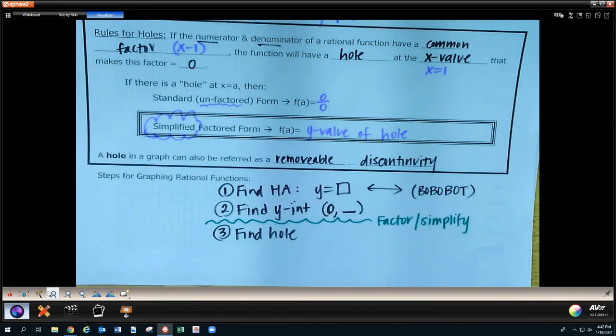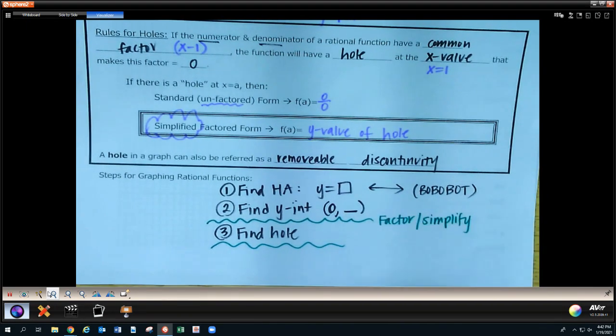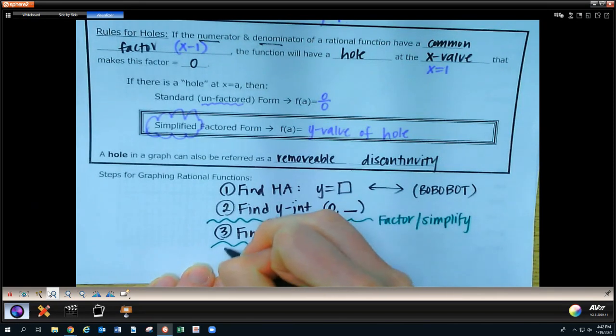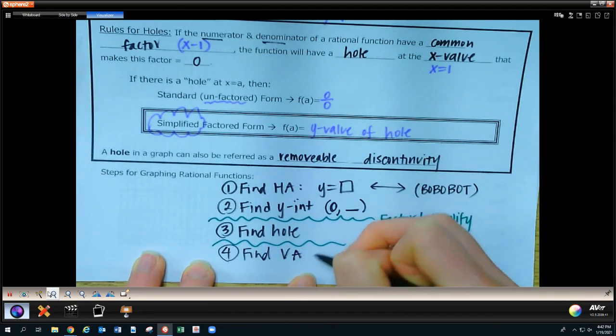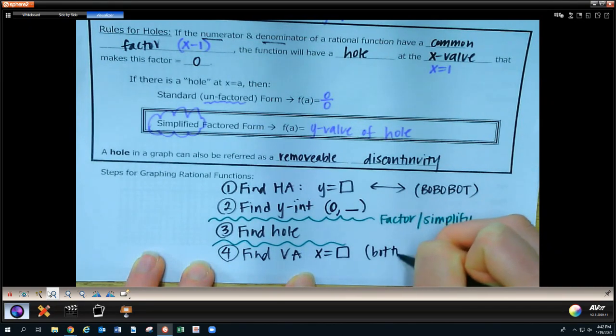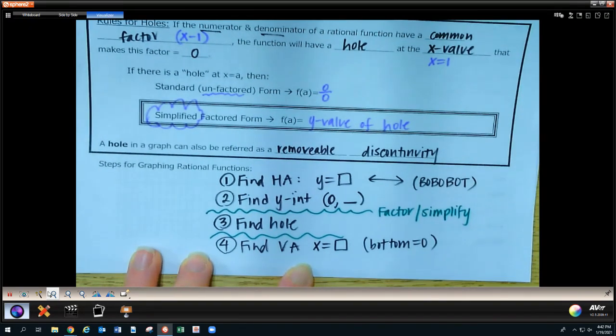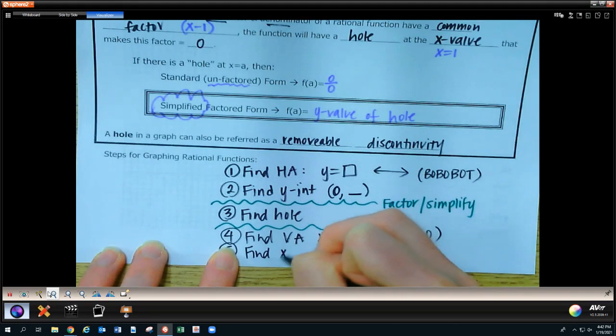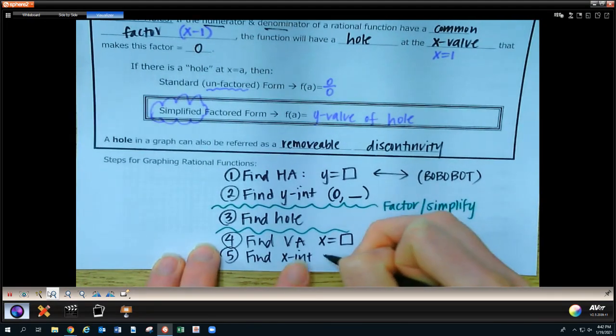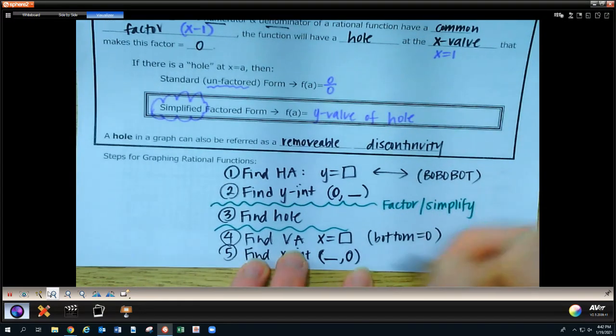And then once you factor and simplify, if there's no holes, you can then find the vertical asymptote, which is an x equals equation from finding where the bottom is equal to 0, and the x-intercepts. You're solving for x in both of these. Only one's an equation and one's an ordered pair. And this is from where the top equals 0.